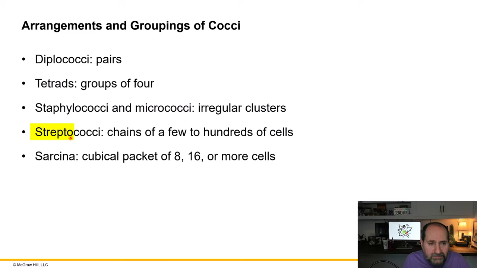Strepto, on the other hand, means chains. Think of a pearl necklace. Think of forming a chain, forming a row. Streptococci would be bacterium that form a chain of spherical bacterium. And then there are Sarcina. Sarcina are cubal packets, either a cube of 8, a cube of 16, or even more. And these are all different arrangements that cocci can have, that spherical bacterium can have.